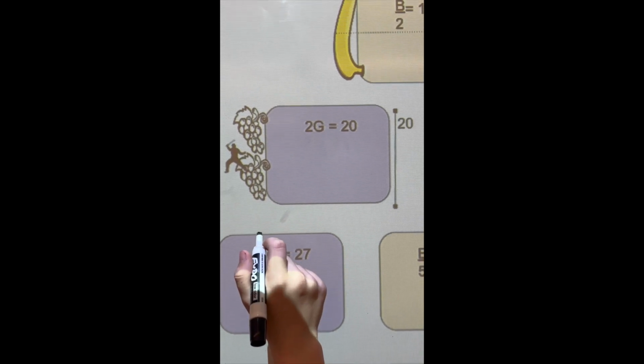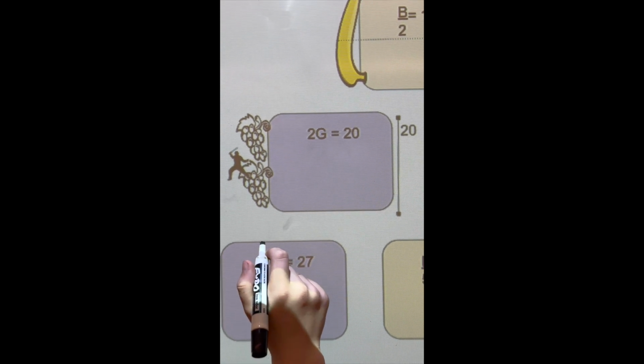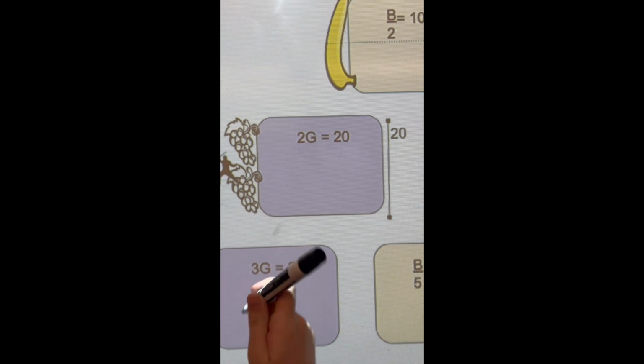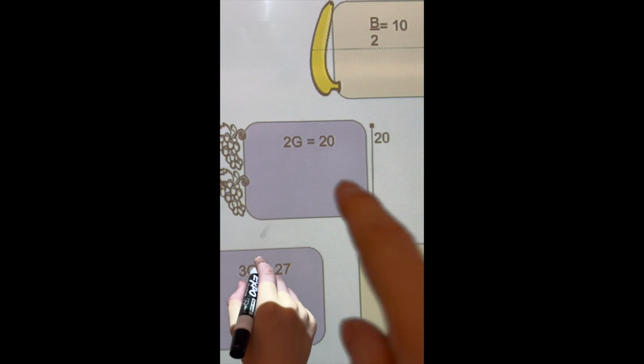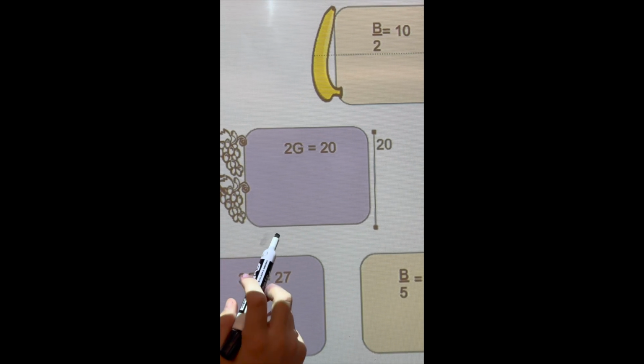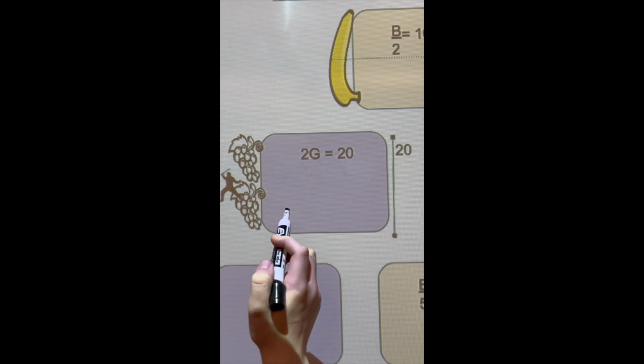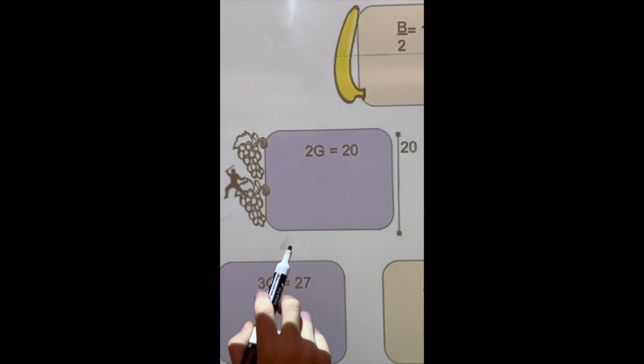Okay, can you describe the diagram that we have here? All right, we have 2 bunches of grapes, which is worth 20 grapes in total. Nice. How is that spelled in the equation? 2g equals 20. What's happening to the G? It's getting multiplied by 2. How do we undo that?